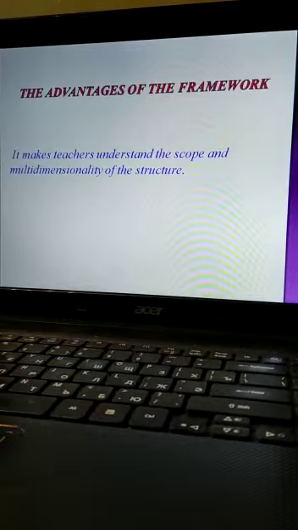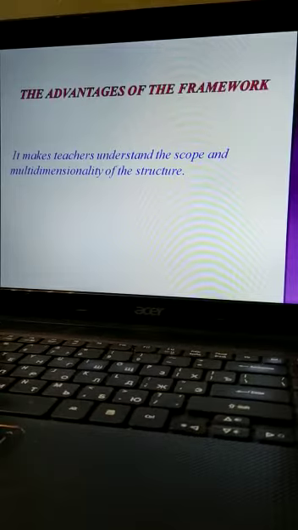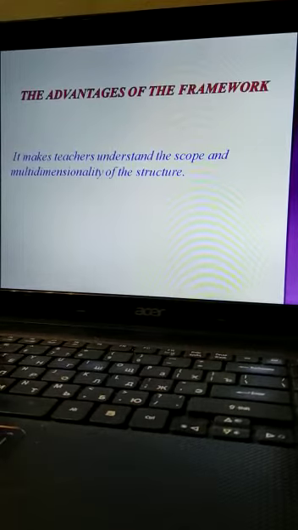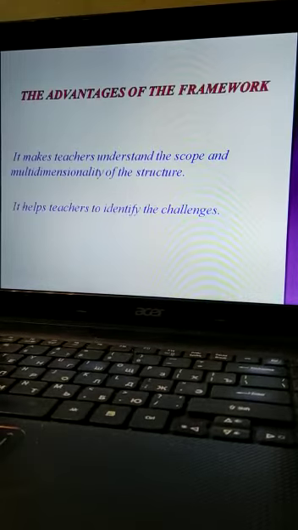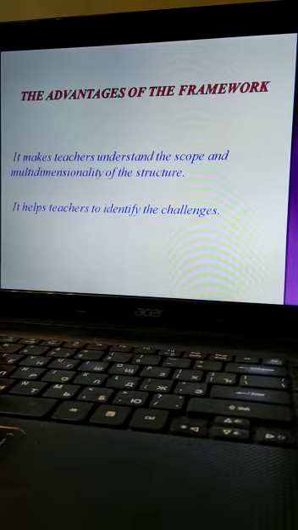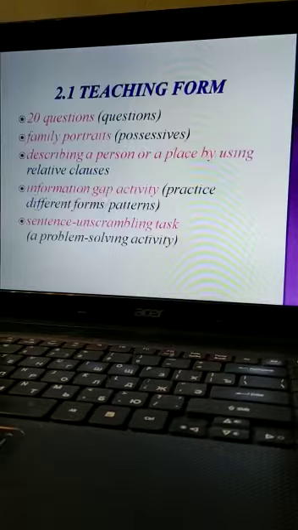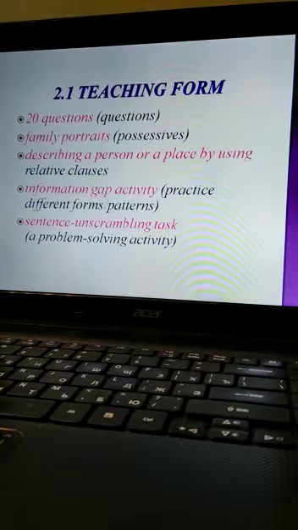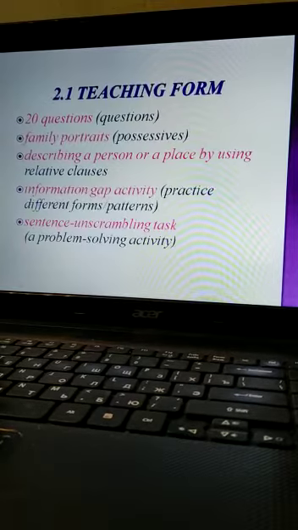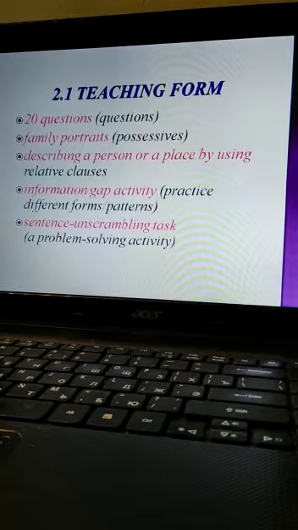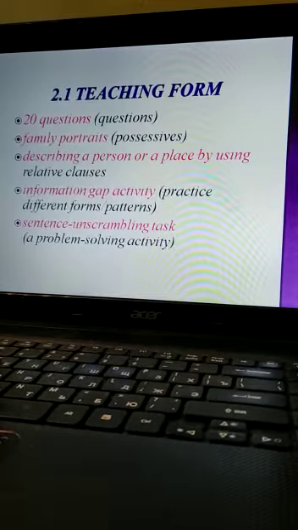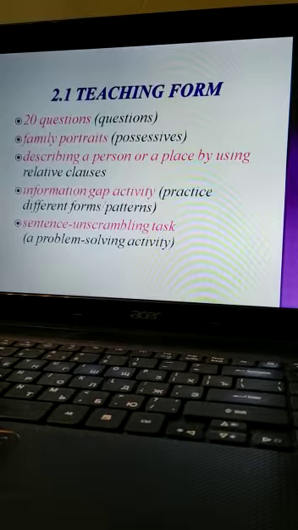Advantage of the framework: it makes teachers understand the scope and multidimensionality of the structure. It helps teachers to identify the challenges. How to organize teaching form? First of all, each English lesson should consist of questions and answers.